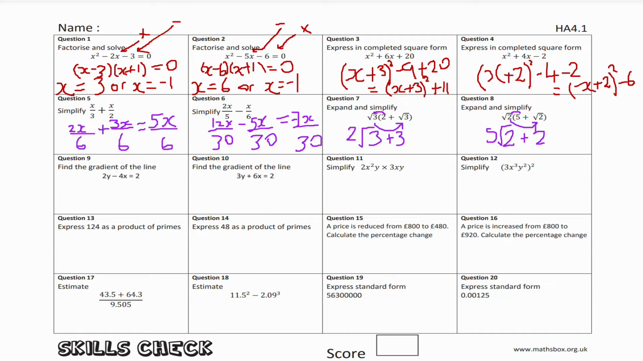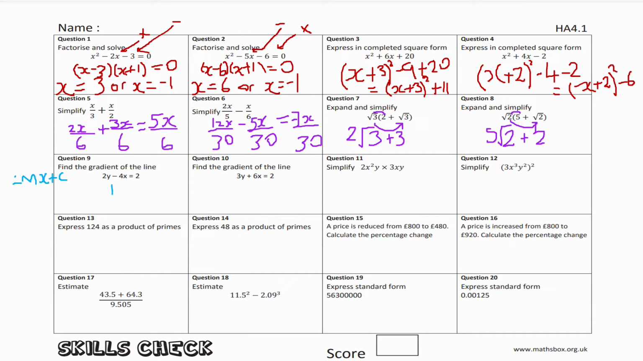Okay, this is question number 6, guys. Find the gradient of the line 2y minus 4x equals 2. Well, the gradient is always in the form y equals mx plus c. So m is always my gradient. So it's the number in front of the x.